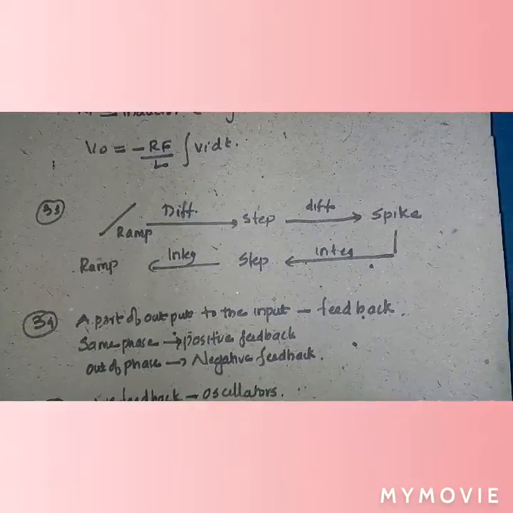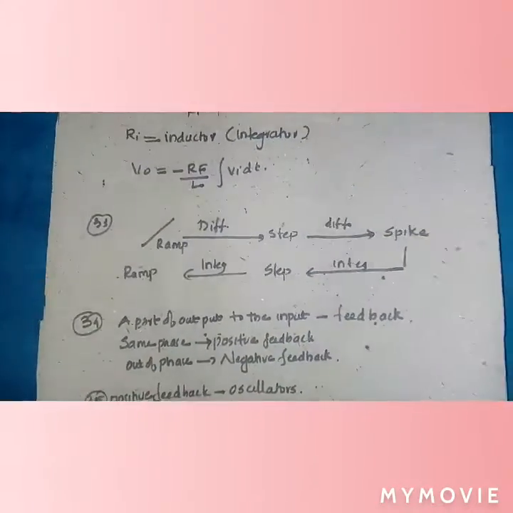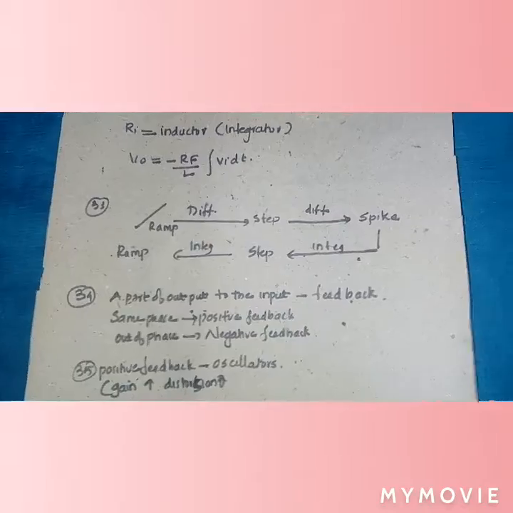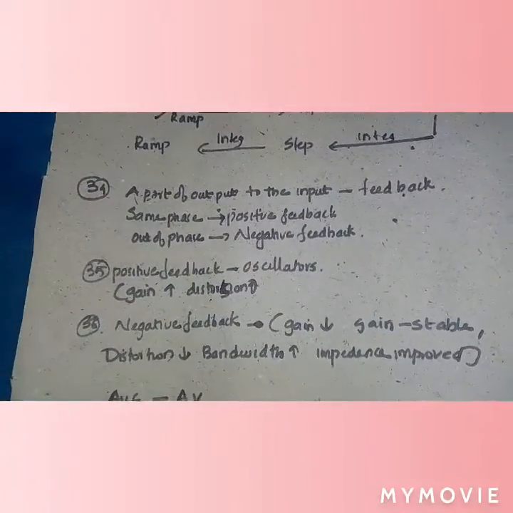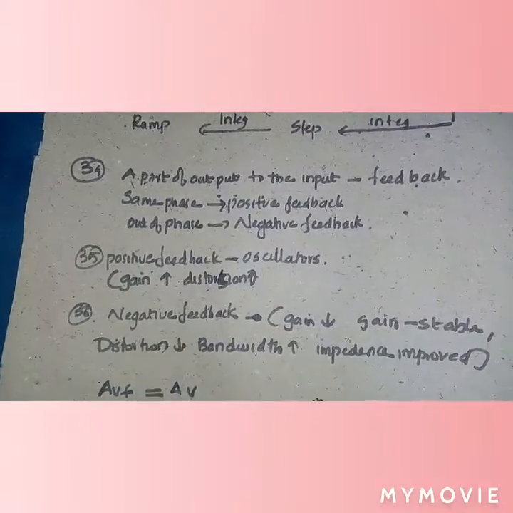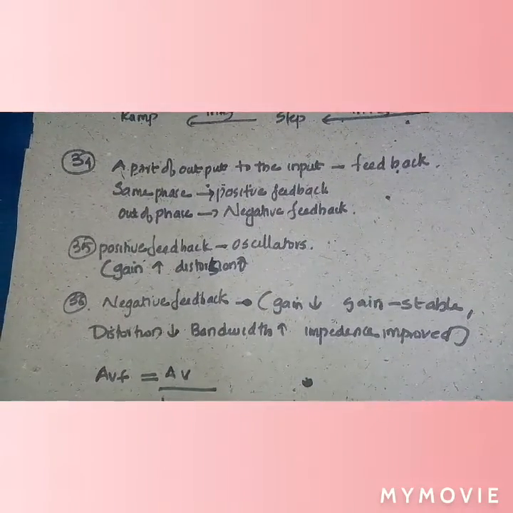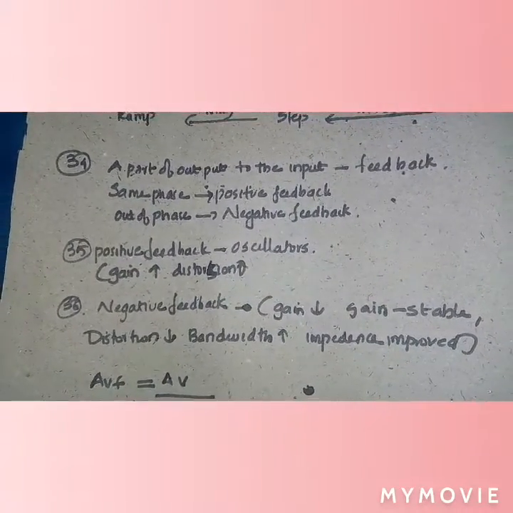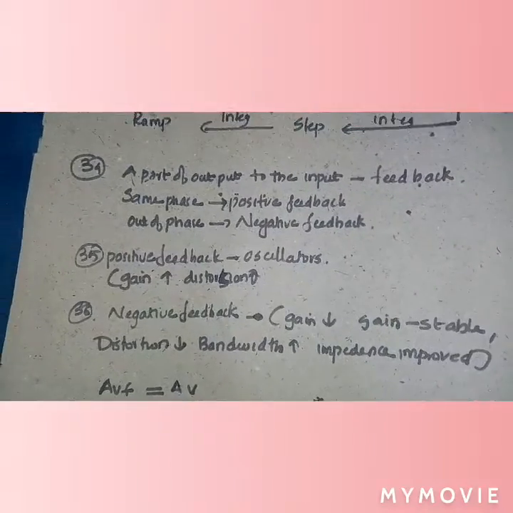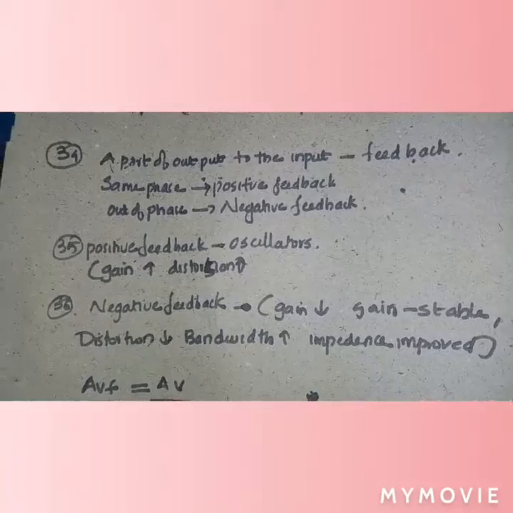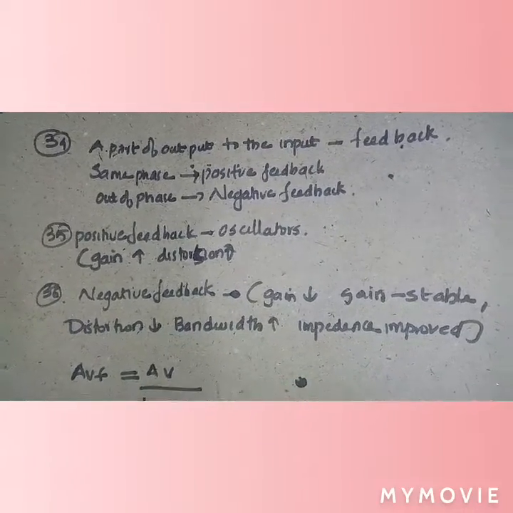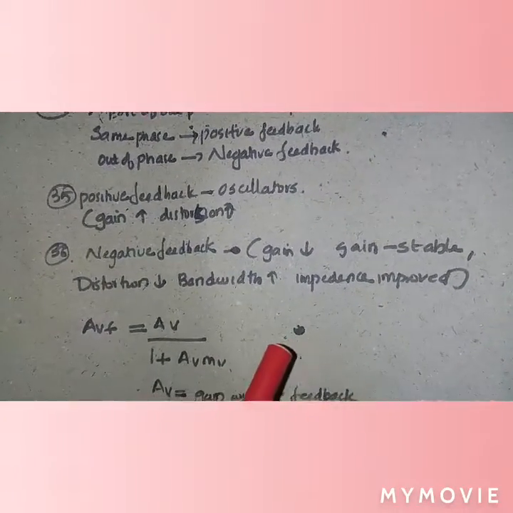A part of the output fed to the input is feedback. We have same phase and out of phase feedbacks. Same phase is positive feedback. Out of phase is negative feedback. Positive feedback is used in oscillators, in which the gain increases and distortion also increases. In negative feedback, gain decreases but the gain is stable, distortion is less, bandwidth increases, and impedance is improved.